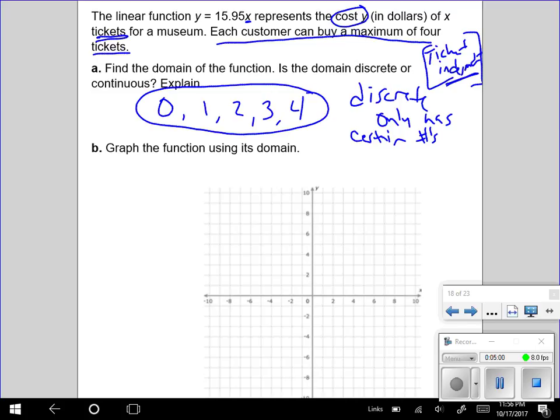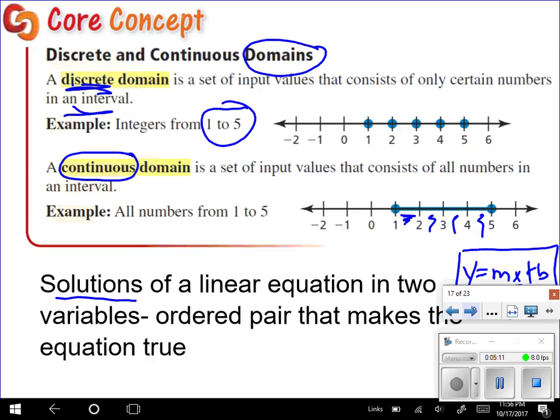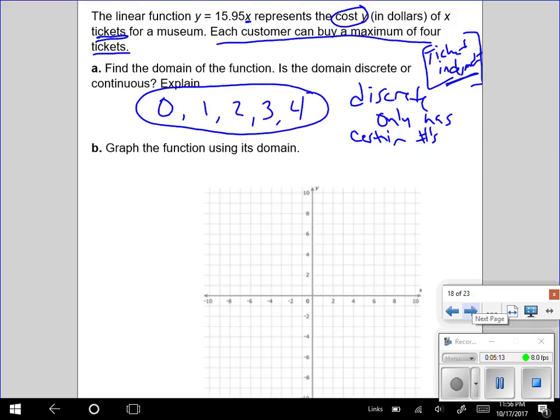Okay, so this is discrete. And then it says graph the function using its domain. Well, if we're going to graph it, we need to know, that's why we talked about on this slide, the solutions of a linear equation. We have to figure out what the y values would be here. So we can make an xy chart.